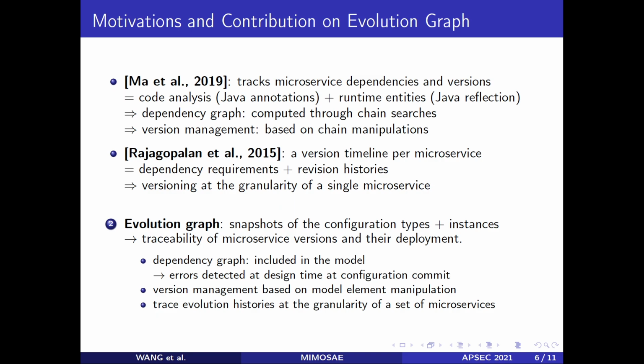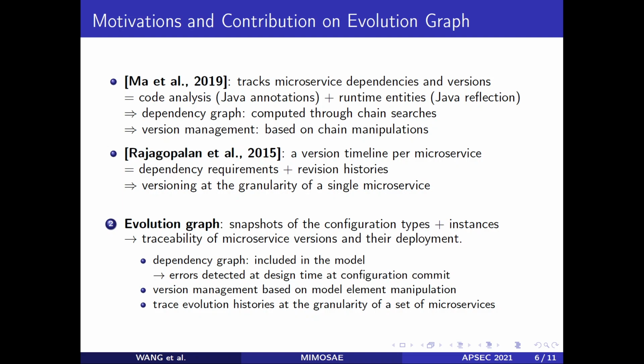Secondly, we talk about evolution graph. The first existing solution tracks microservice dependencies and versions by analyzing code and runtime entities. The dependency graph was computed through a series of chain searches, and version management was based on chain manipulations. Then, in the second paper, the authors create a version timeline for each microservice that includes version dependencies to record revision histories. So, in our proposal, we record the trajectory and history of how the system evolves over time.